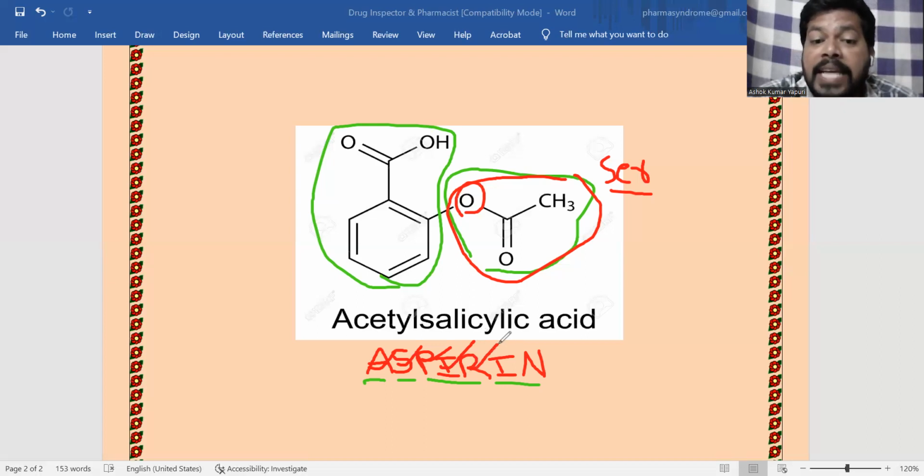And next, Reye syndrome. Especially if children below 5 years of age use aspirin, there is a chance of developing Reye syndrome, especially with aspirin use in viral infections of children. And I means idiosyncrasy or idiosyncratic reaction. There is no proper reason behind the particular side effect. And N means nose bleeding. There is a chance of nose bleeding if aspirin is used continuously or at high dose.